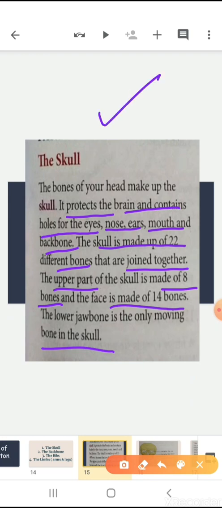So we have done this: first of all, the bones of your head make up the skull. It protects the brain and contains holes for the eyes, nose, ears, mouth and backbone. Then the skull is made up of 22 different bones which are joined together. The upper part of the skull is made of 8 bones and the face is made up of 14 bones. And the only moving bone in the skull is the lower jaw bone. Alright.